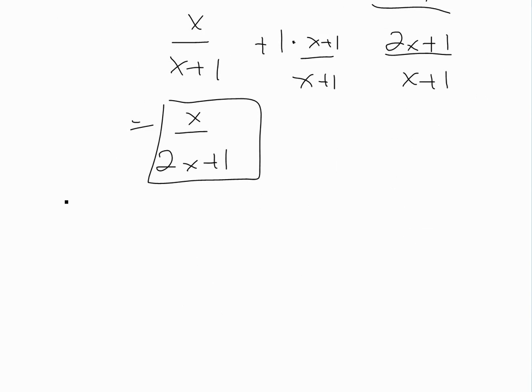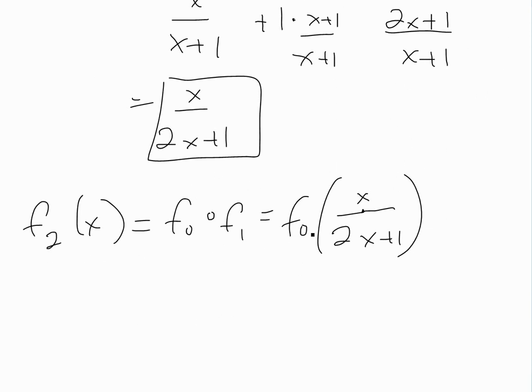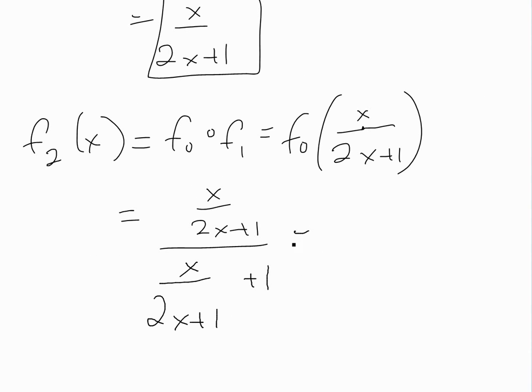Now if we do a similar thing for f2 of x, this equals f0 of f1 of x, and we know what f1 is, the one right here. So we just plug in x divided by 2x plus 1 inside the f0 function. Then again we multiply the top and bottom by the common denominator, 2x plus 1.